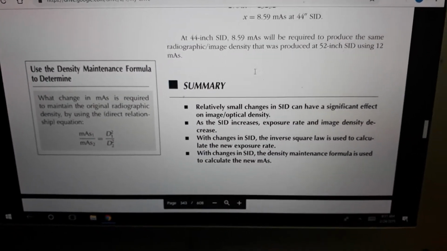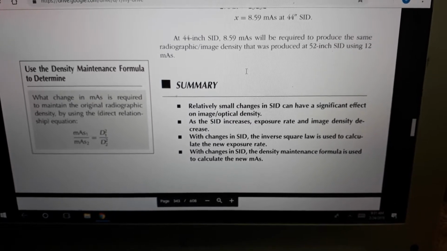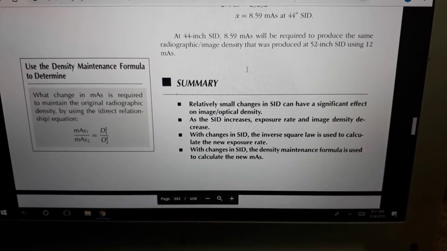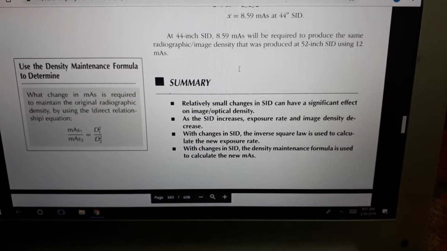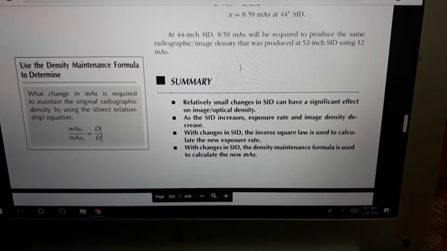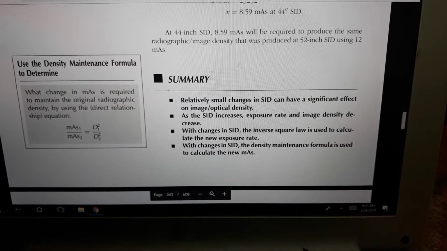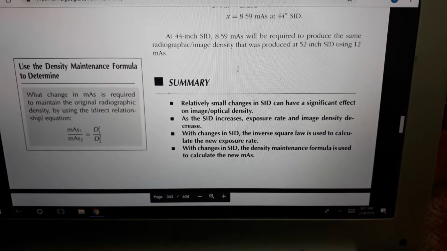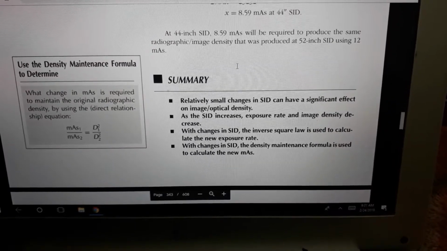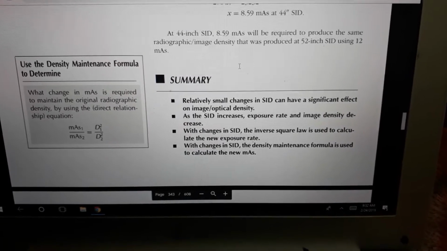Summary: relatively small changes in SID can have a significant impact on image optical density. As the SID increases, exposure rate and image density decrease. With changes in SID, the inverse square law is used to calculate the new exposure rate, and the density maintenance formula is used to calculate the new mAs.